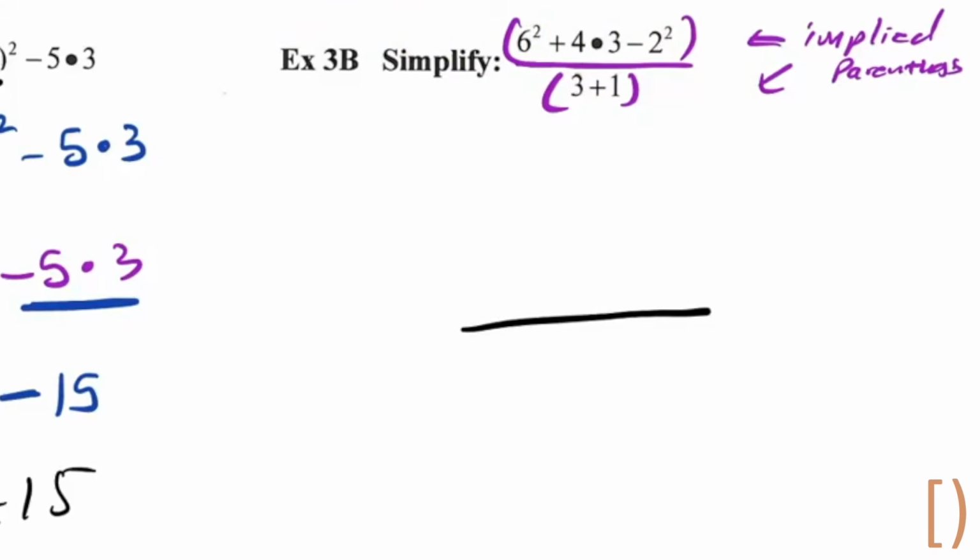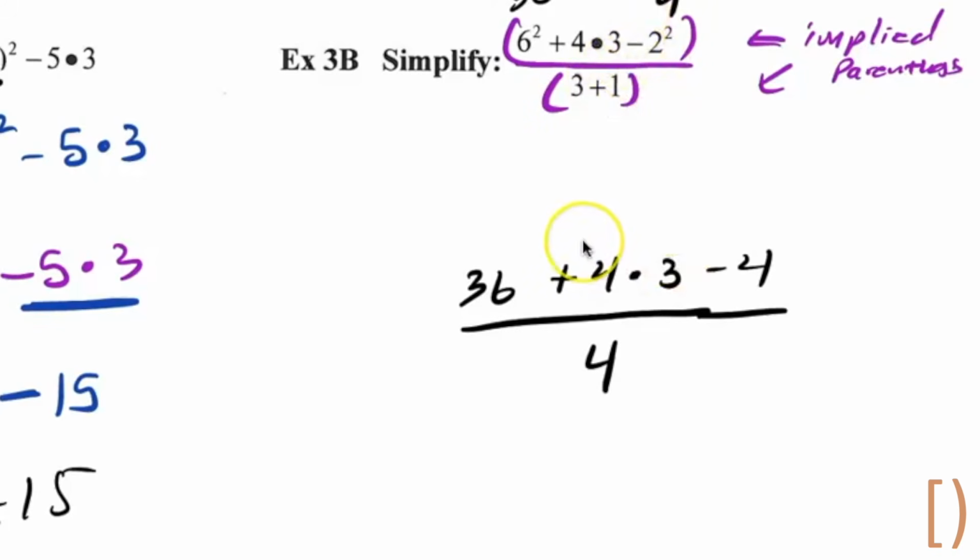So first thing, exponents. 6 squared is 36 and 2 squared is 4, right? Because I don't see any other parentheses there. So it's 36 plus 4 times 3 minus 4. Like that on top. On the bottom, it's just 3 plus 1, so that's 4. So keep in mind, you gotta do the implied parentheses first.